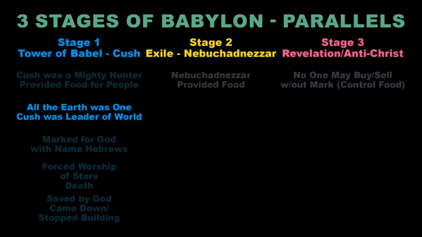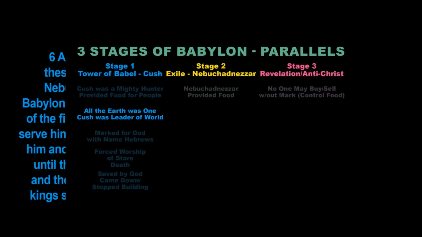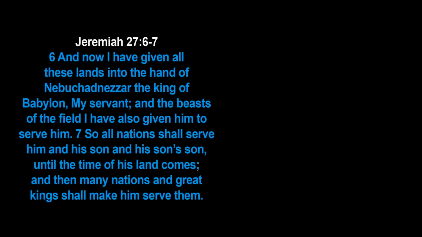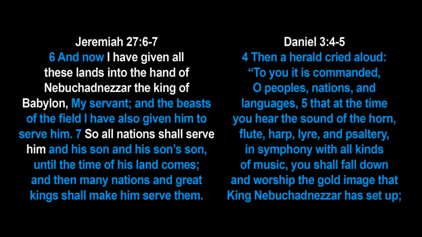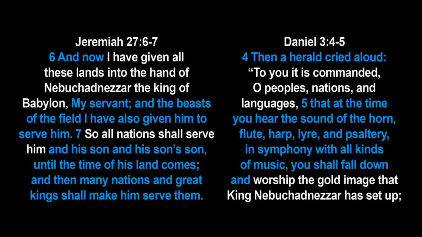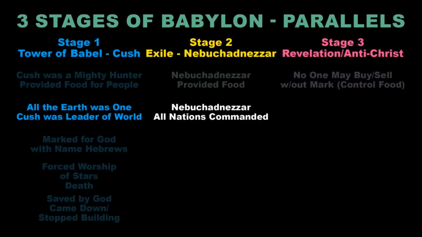Now for the second stage with Nebuchadnezzar, in the book of Jeremiah, we first see how God describes giving the king of Babylon all the lands, so all the nations shall serve him. Then we add Daniel 3, a key chapter in the story of Nebuchadnezzar that talks about forcing people to worship a golden statue. But look at the first part of the decree: "To you it is commanded, O peoples, nations, and languages." The command went out to all peoples, nations, and languages. Nebuchadnezzar reigned over all.